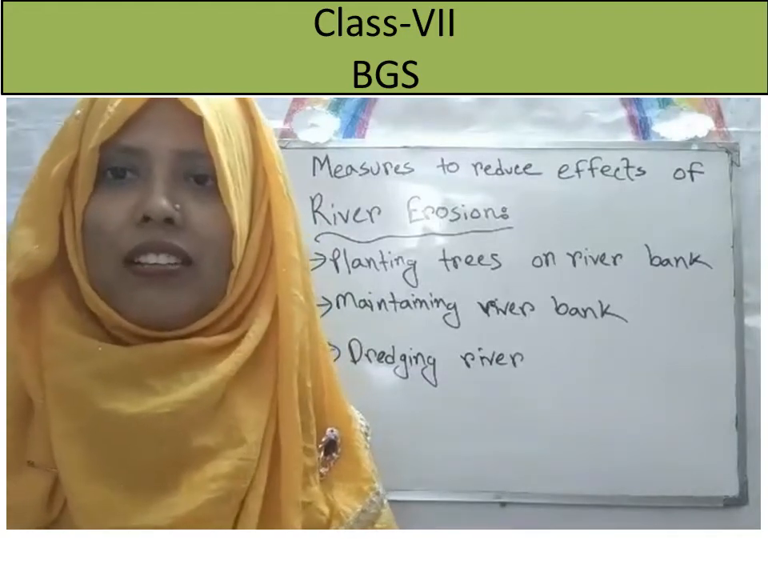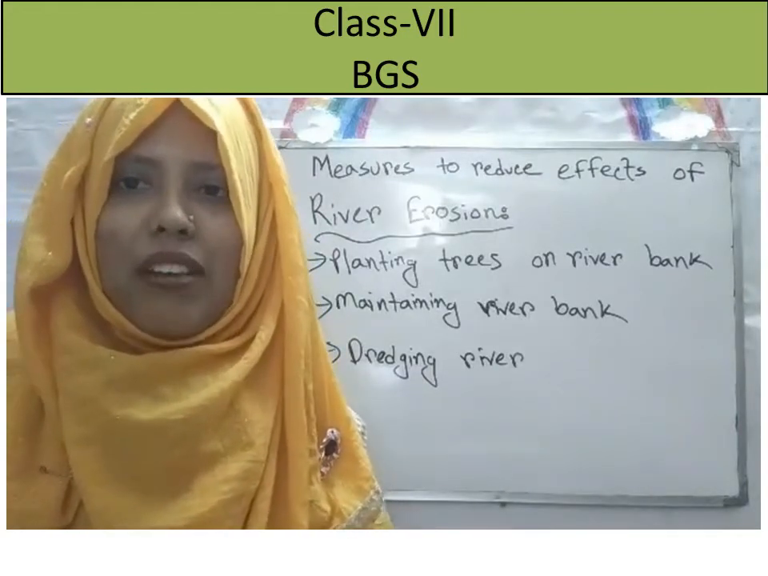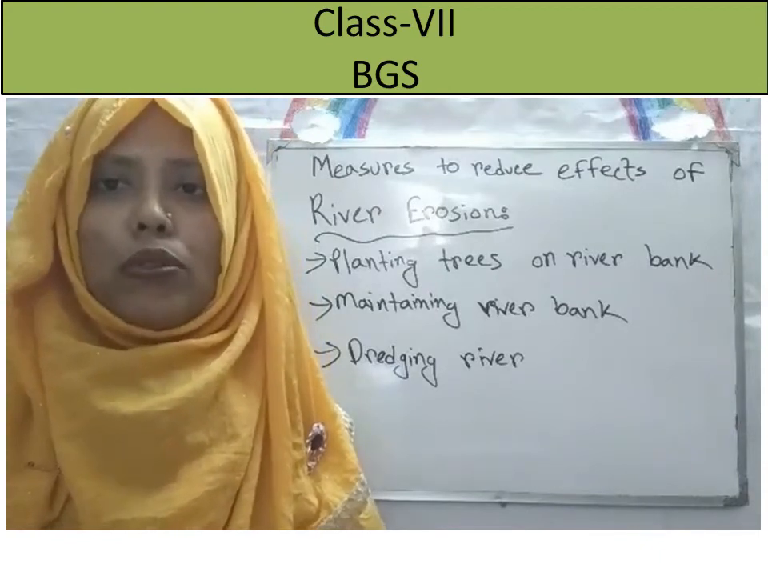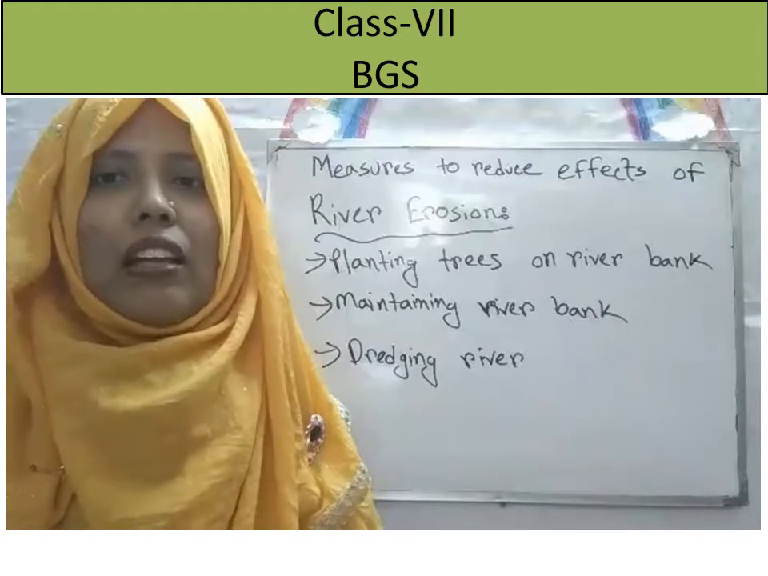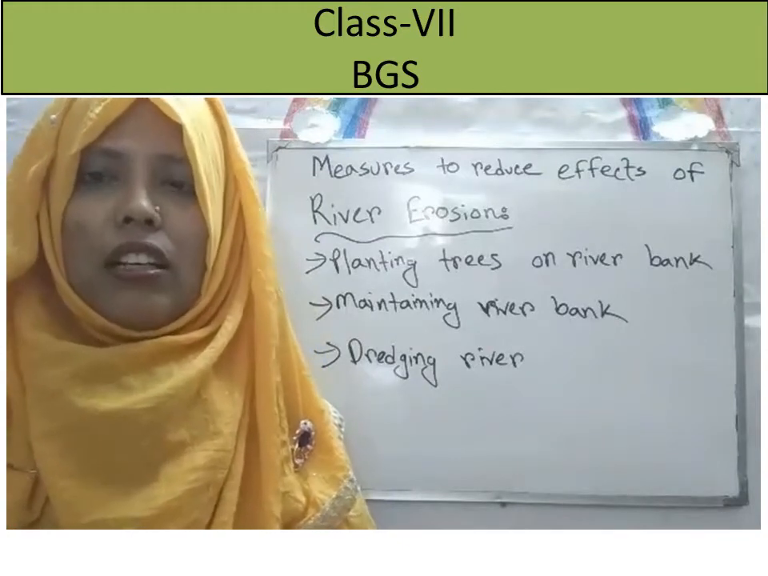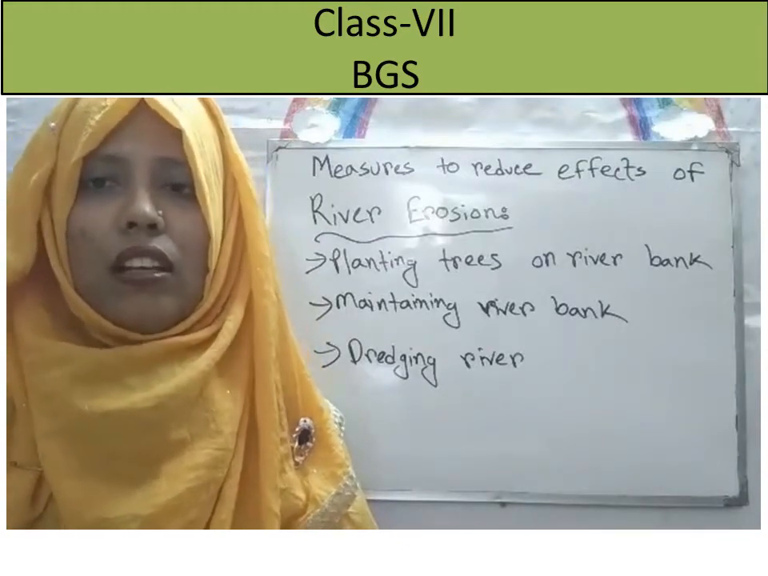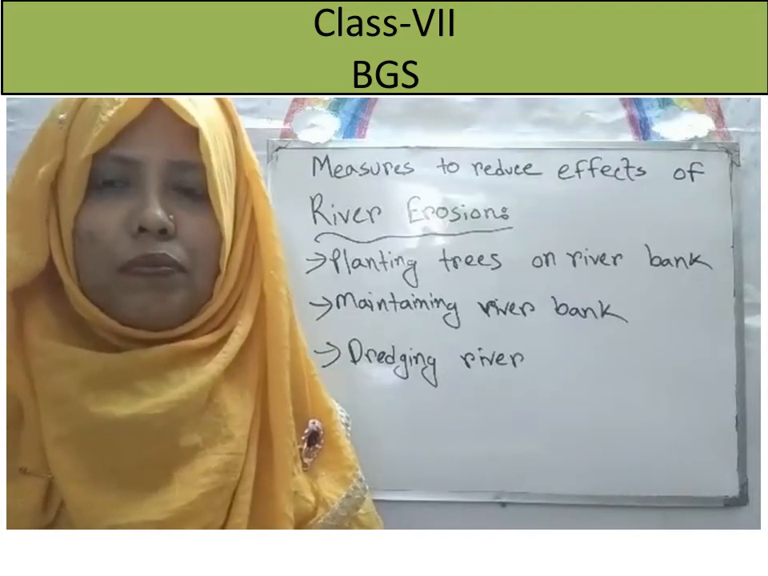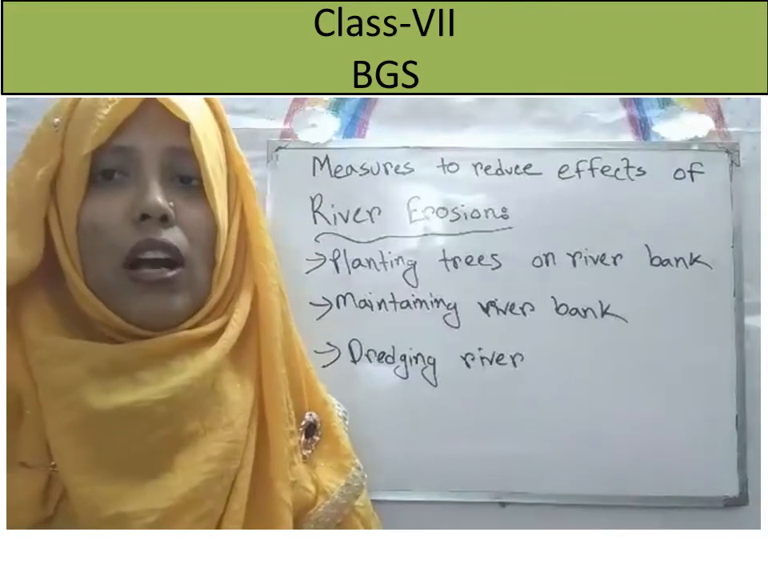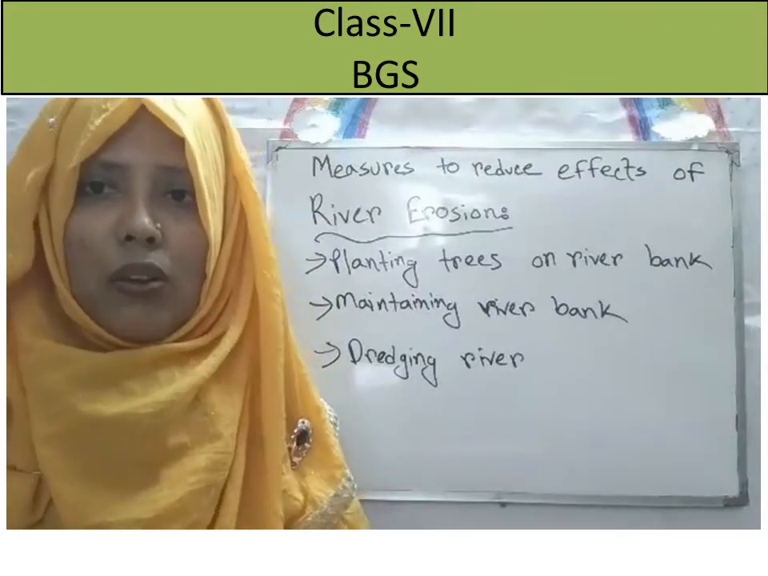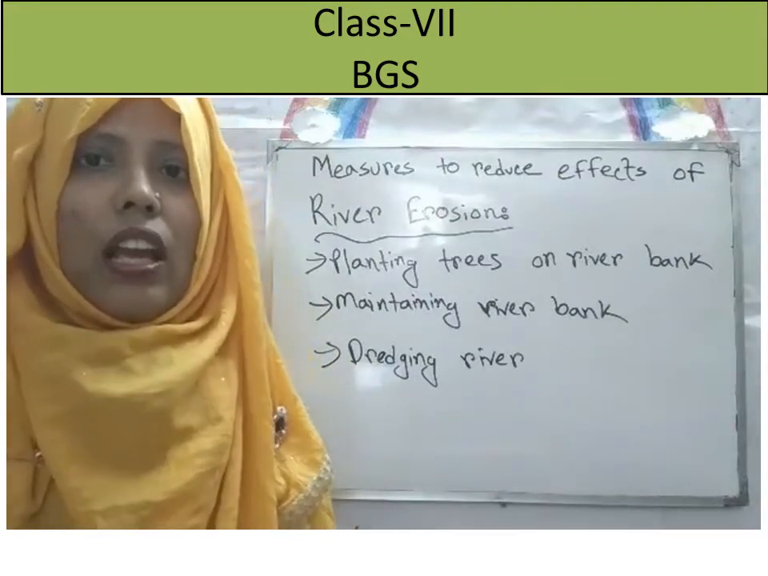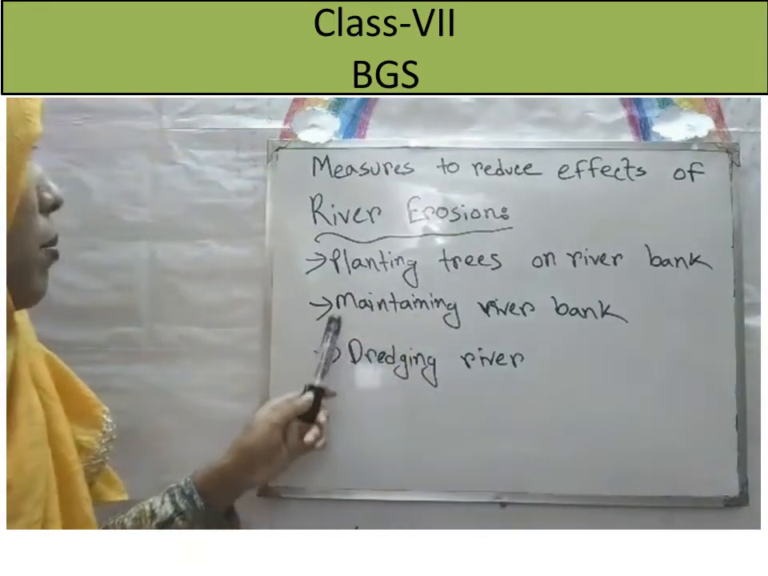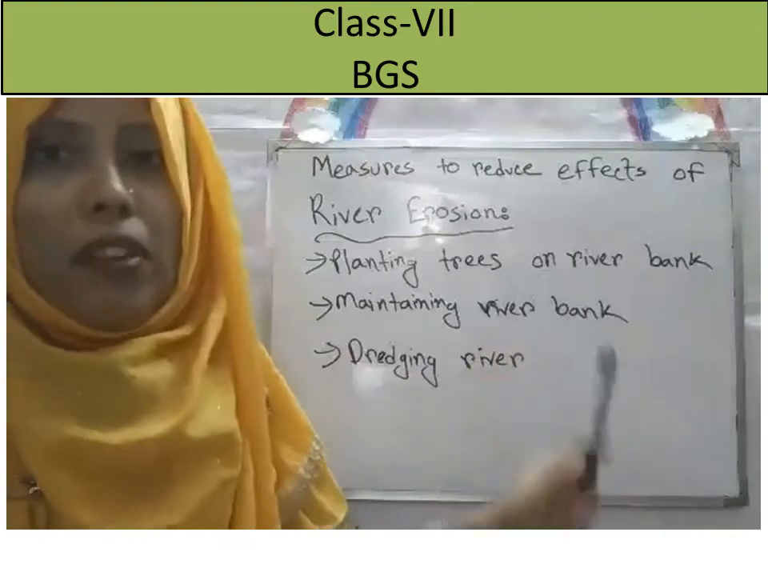Bangladesh is a riverine country, and we have many big rivers like Padma, Jamuna, Brahmaputra, Meghna. And every year in monsoon season, the banks of rivers are eroded. So how can we protect our river banks? We can take steps like planting trees on river banks.